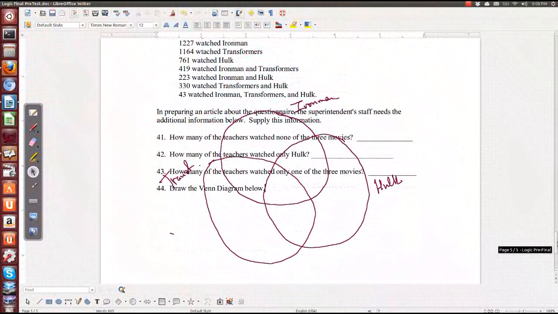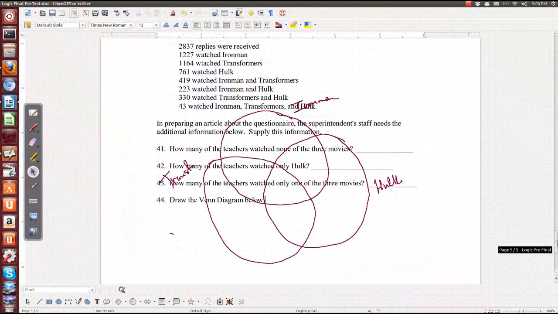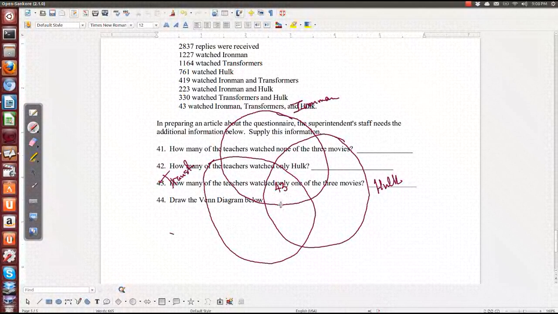And in class we talked about how we're always going to start with our center piece of information, the center information where all three sets overlap. And we know that there are 43 teachers who have watched Iron Man, Transformers, and Hulk. So our center region, where all three circles overlap, is 43.